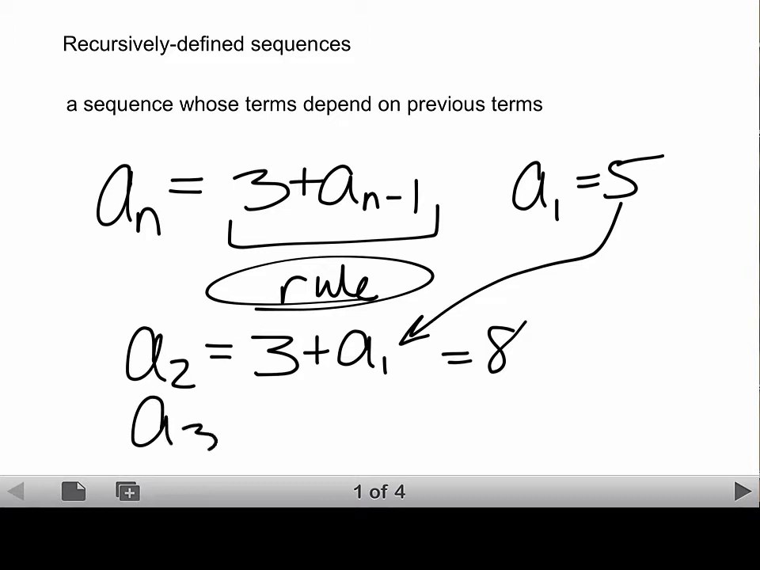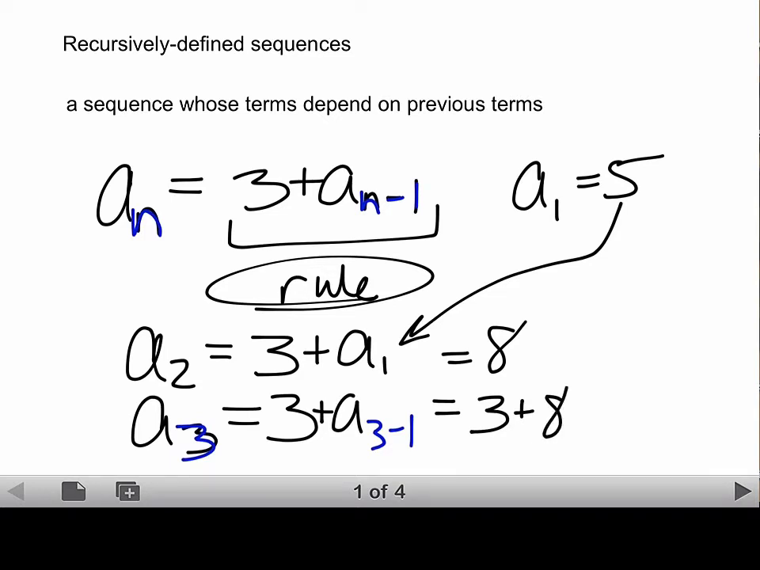For a sub 3, I'm going to use the 3 from the rule, but then if n is 3, then n minus 1 is going to be 3 minus 1. So in that sense, it depends on knowing the previous terms, in this case a sub 2, which is 8, and this would give me 11. So this is what a recursively defined sequence is.